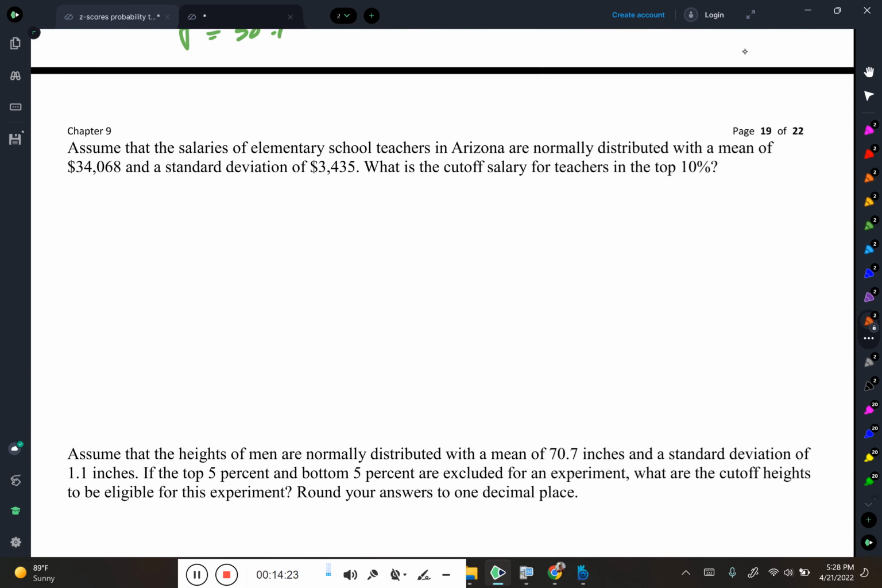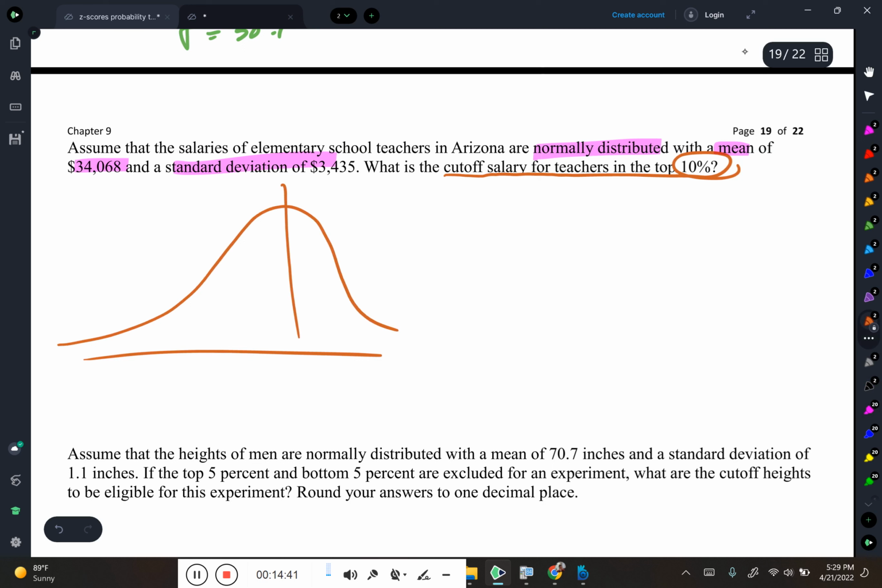So I'm going to go ahead and draw that picture. My mean is there. My mean is 34,068. My standard deviation is 3,435. I want the cutoff, so this is like the California police officers one. There's some number over here where this is 10%. And I want to know, what is that salary? What's that value right there that gives me that top 10%? I can't do that, but I can do this. I can turn that right tail into a left tail version of this. And so then this over here is going to be what, 90%?